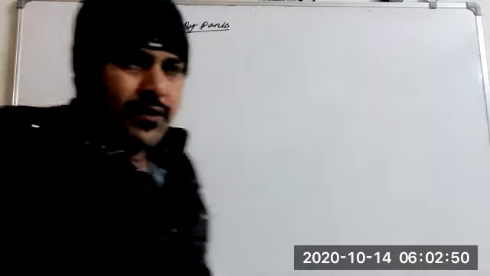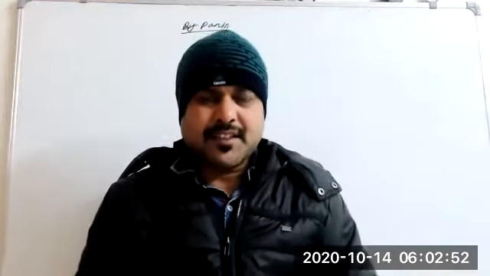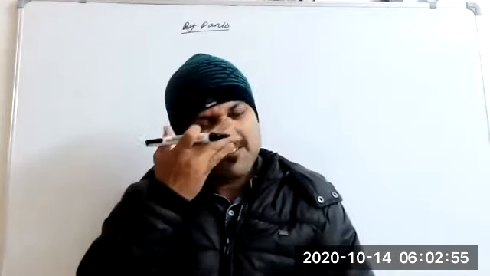Like derivative of u into v, right? For the multiplication of two different functions, we had a different formula. Suppose sin x with x square, or cos x with x square, right? If two different functions were given, then we had a different formula, right?